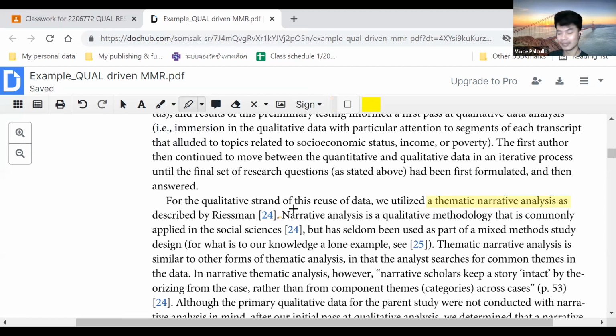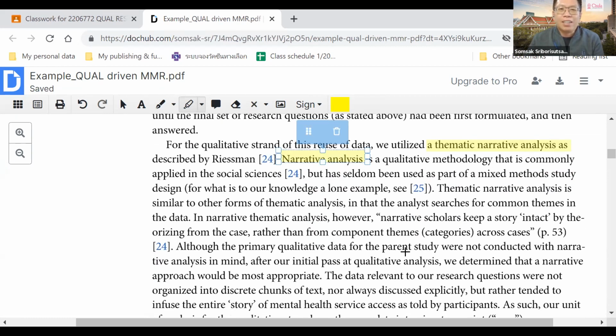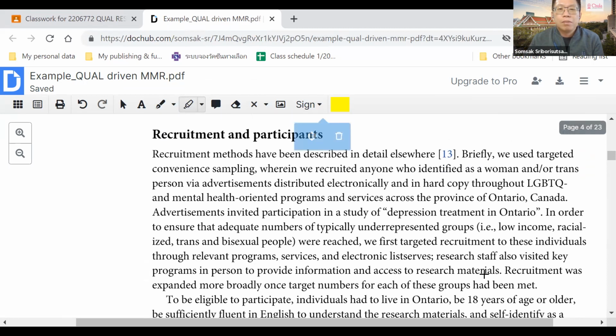Thank you. Yes. This is a good example. You have to tell the audience or the reader exactly the techniques or methods you use for analyzing the qualitative data. Yes. Thank you. And again, what you choose, you have to explain the reason why you choose them, right? Pukpik, your turn. It's time to look at recruitment and participants.